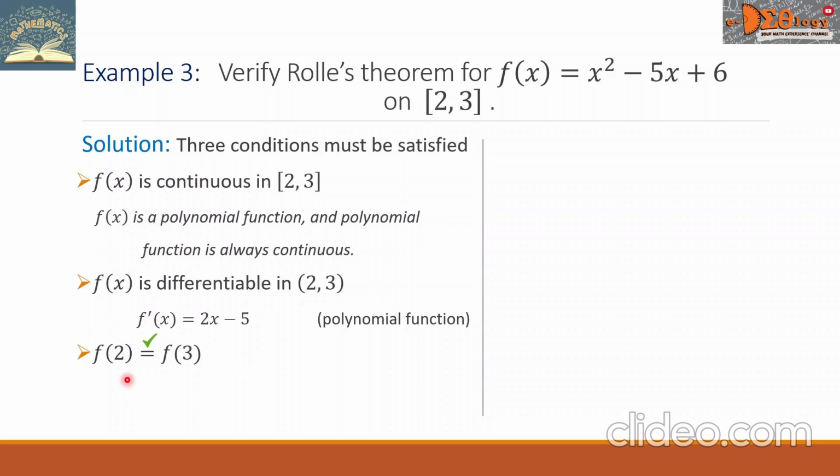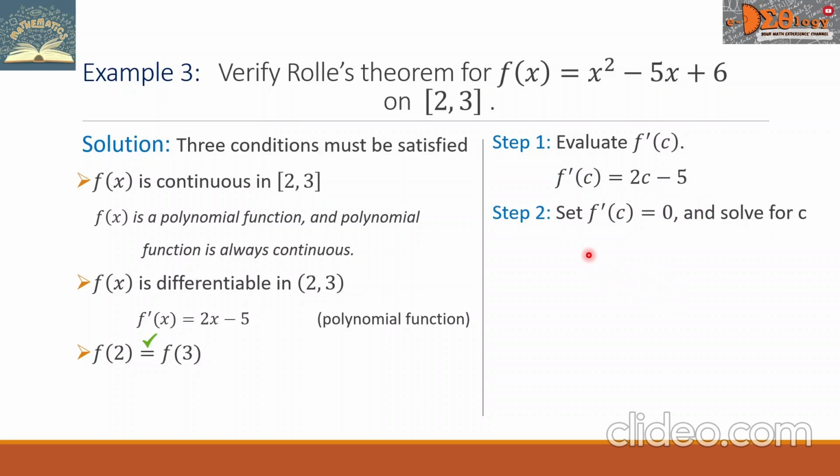Since the three conditions are satisfied, we go to the next step, and that is to get the value c. So, step 1, we evaluate the derivative with respect to c, f prime of c. In our second condition, we got the derivative function. So, we change the x by the value c. So f prime of c is equal to 2c minus 5. Then step 2. We set f prime of c equals 0 and solve for c.